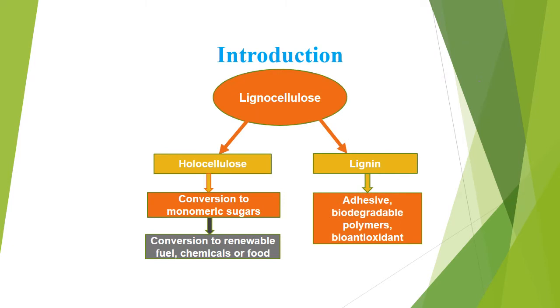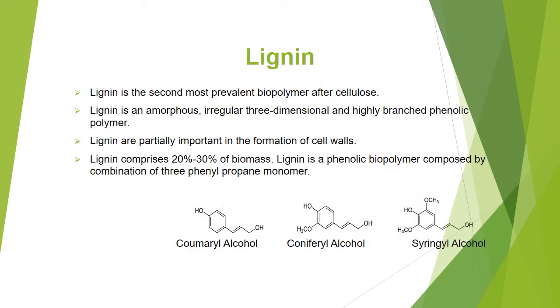Lignocellulose is the most abundantly available raw material on the earth for the production of biofuels, mainly bioethanol. It is composed of carbohydrate polymers of holocellulose, which consists of cellulose and hemicellulose, and another is an aromatic polymer, which is lignin. Next, lignin. Lignin is the second most prevalent biopolymer after cellulose.